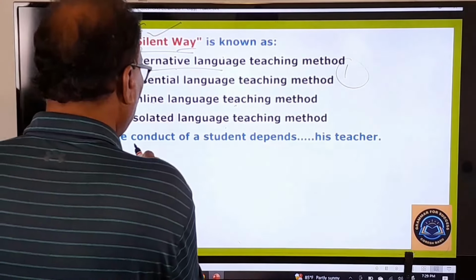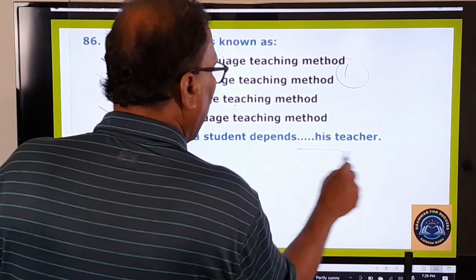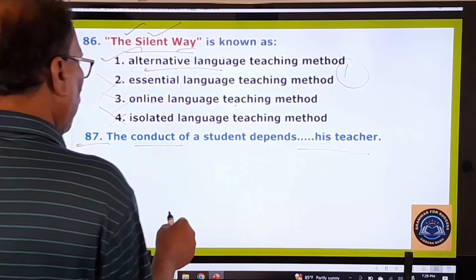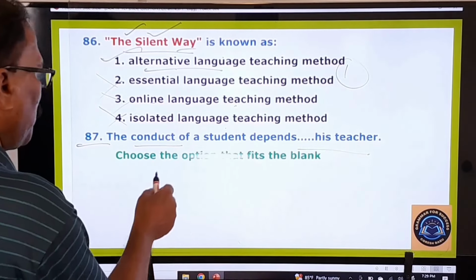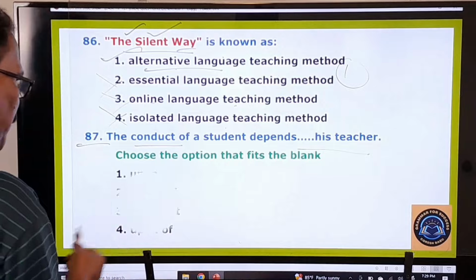87th one is there. The conduct of a student depends dash his teacher. Okay, here what is the examiner asking you to do? Choose the option that fits the blank. Okay, what are the options given?